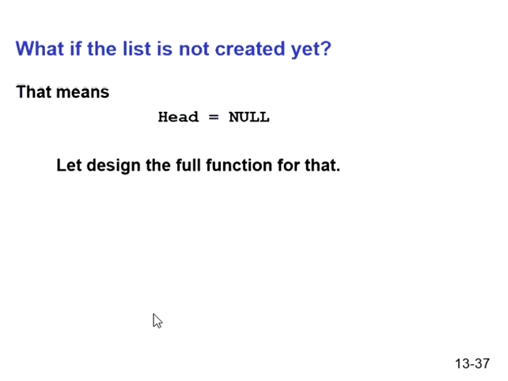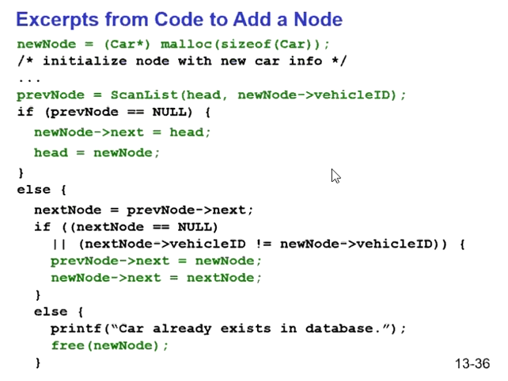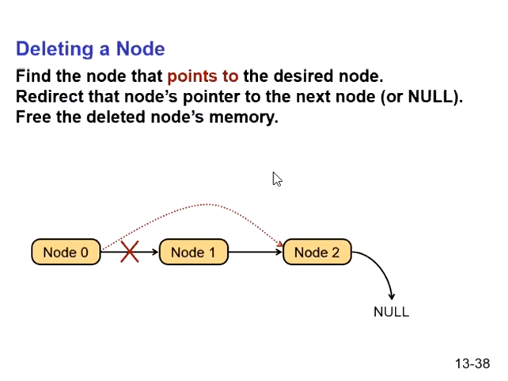So what if the list is not created yet? That means it has to be new. So at that time, you need to design the full function for doing that. I ask you to design the full function for this. That means that you can use the snippet for doing that.